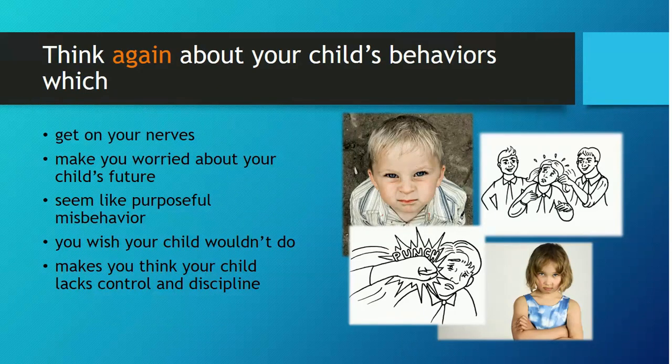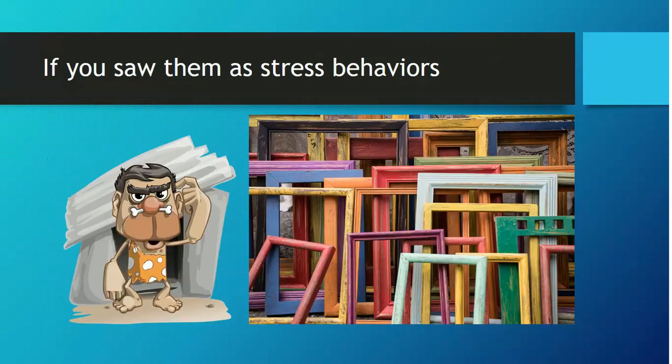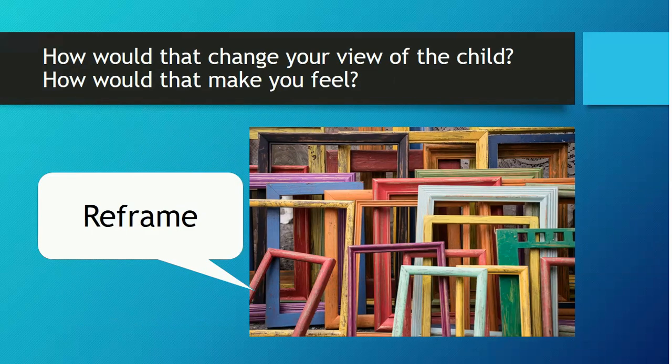So now think again about your child's behaviors which get on your nerves, which make you worried about your child's future, seem done on purpose, and it's misbehavior you wish your child wouldn't do, and which make you think your child lacks control and discipline. And think again, if you saw them as stress behaviors, how would that change your view of the child? How would that make you feel? Reframe. This is reframing.